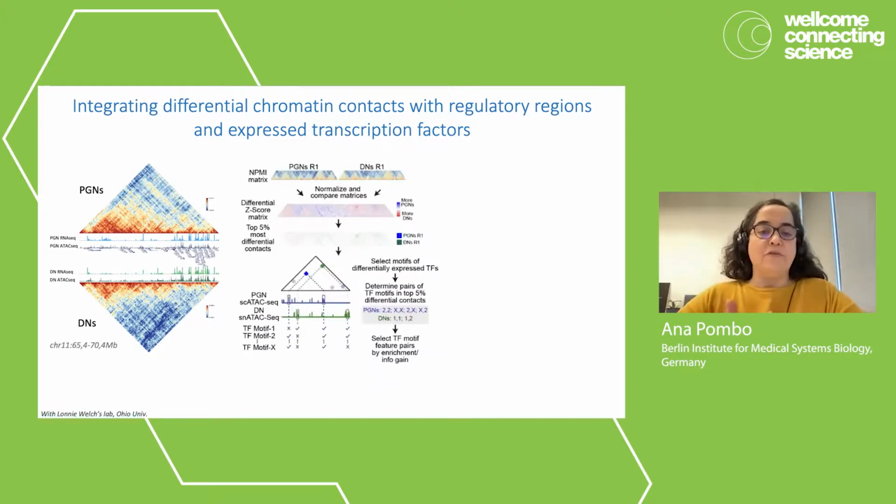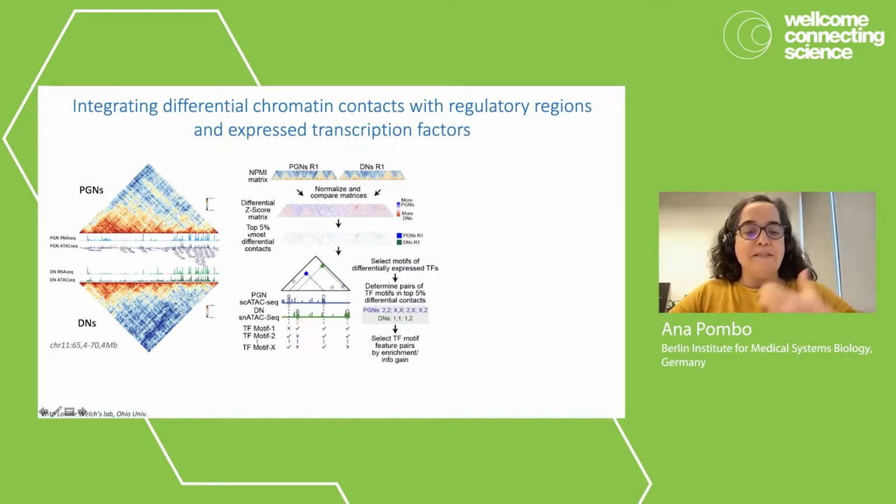And to do these comparisons, we started focusing only on the top most differential 5% of contacts, after essentially subtracting the matrices one from the other. And the question was, are these 5% most differential contacts essentially noise, or do they actually contain some evidence of regulation and of specificity that is typical of the cell types where we find these most cell type specific contacts?